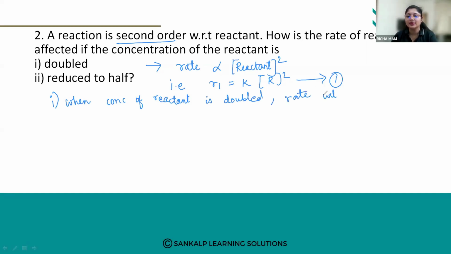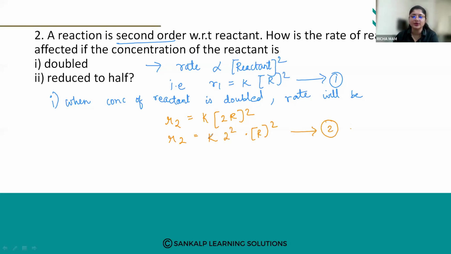Rate will be, so what will be the rate? Okay. Fine. So let us see. So rate will be what? R2 will be equal to K into 2R square. Right. So what we'll do? R2 will be equal to K into 2 square dot R square. Okay. So this is when we are multiplying the rate constant. We have just multiplied into the brackets. So K into 2R square. So we have just opened up the brackets.